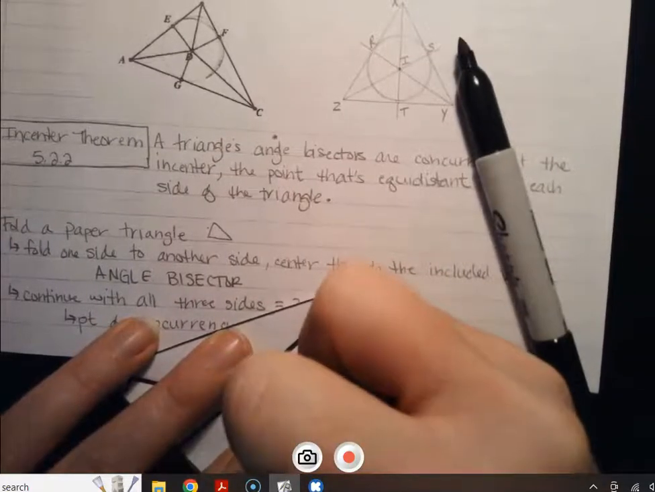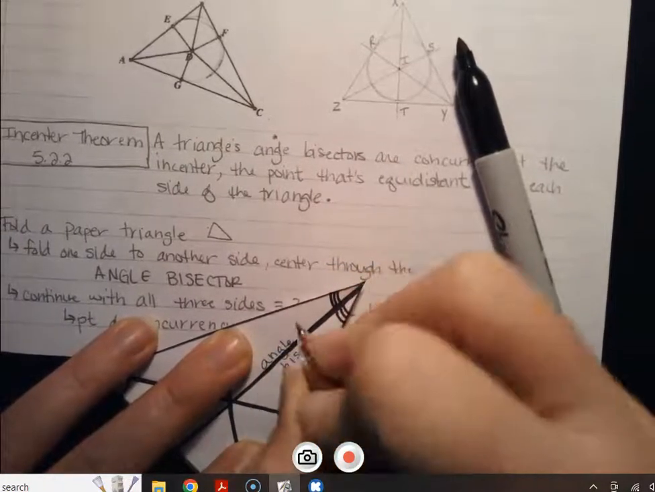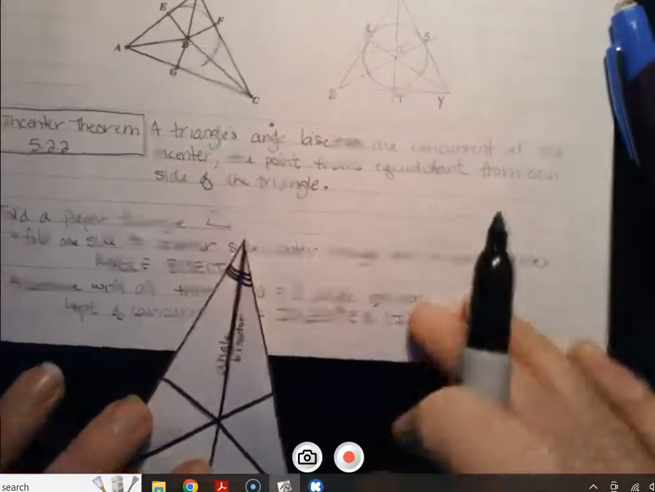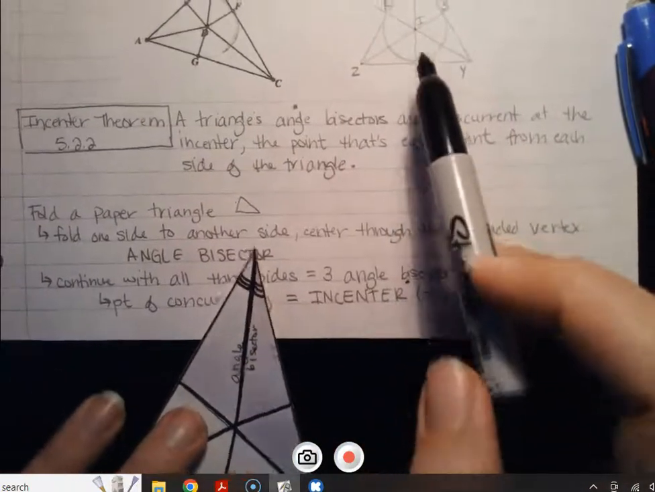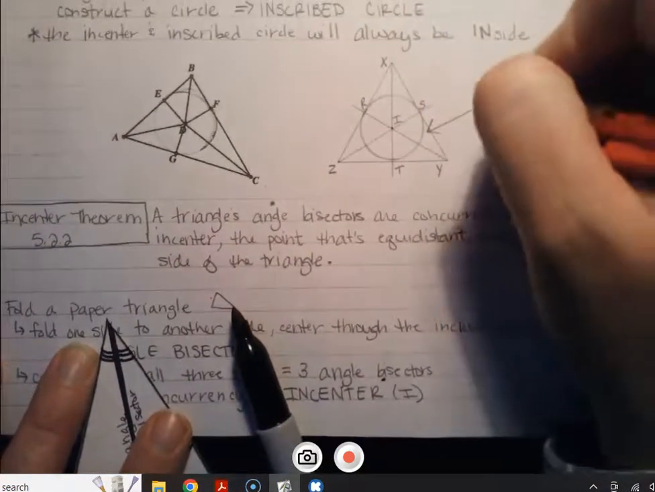I don't want to write it where you can't read it. This is an angle bisector. But what's the center called? Not the circle is inscribed. That's a good call. I should have drawn a line up here and said inscribed circle.